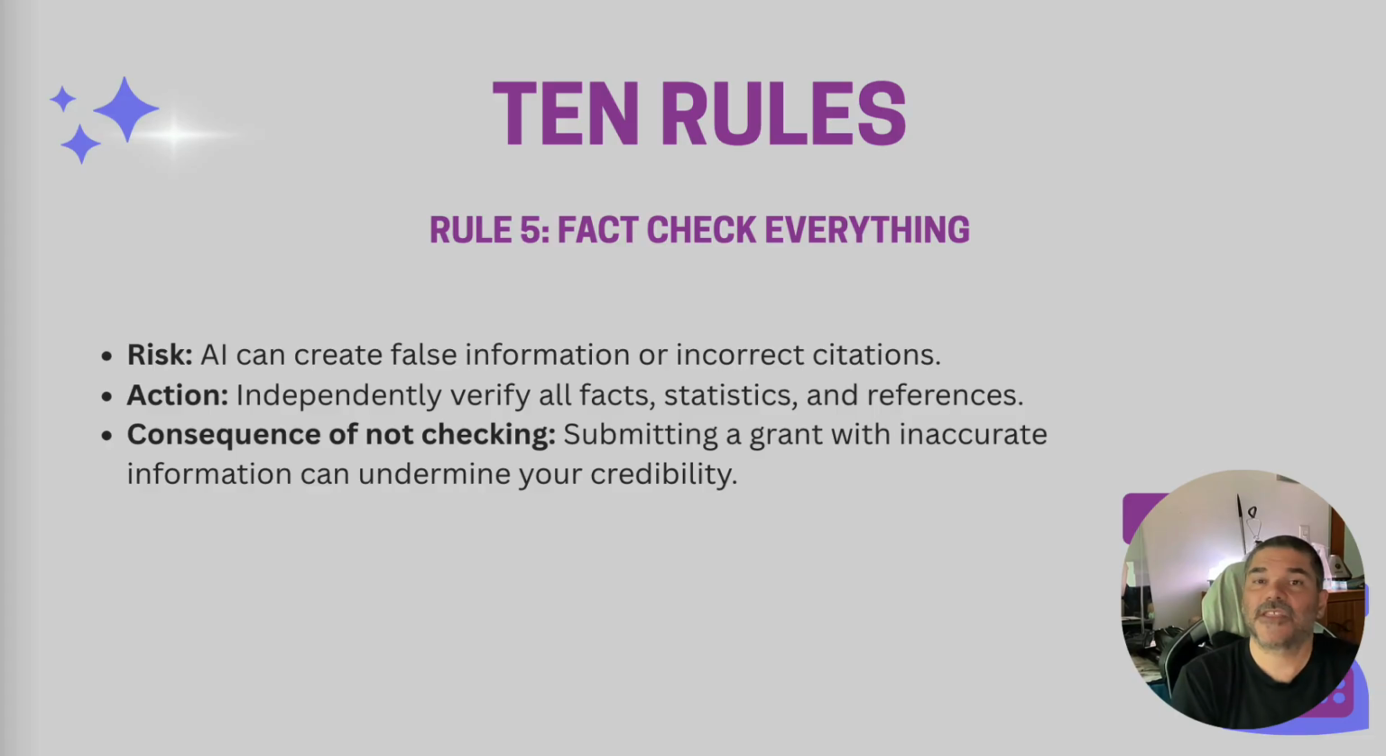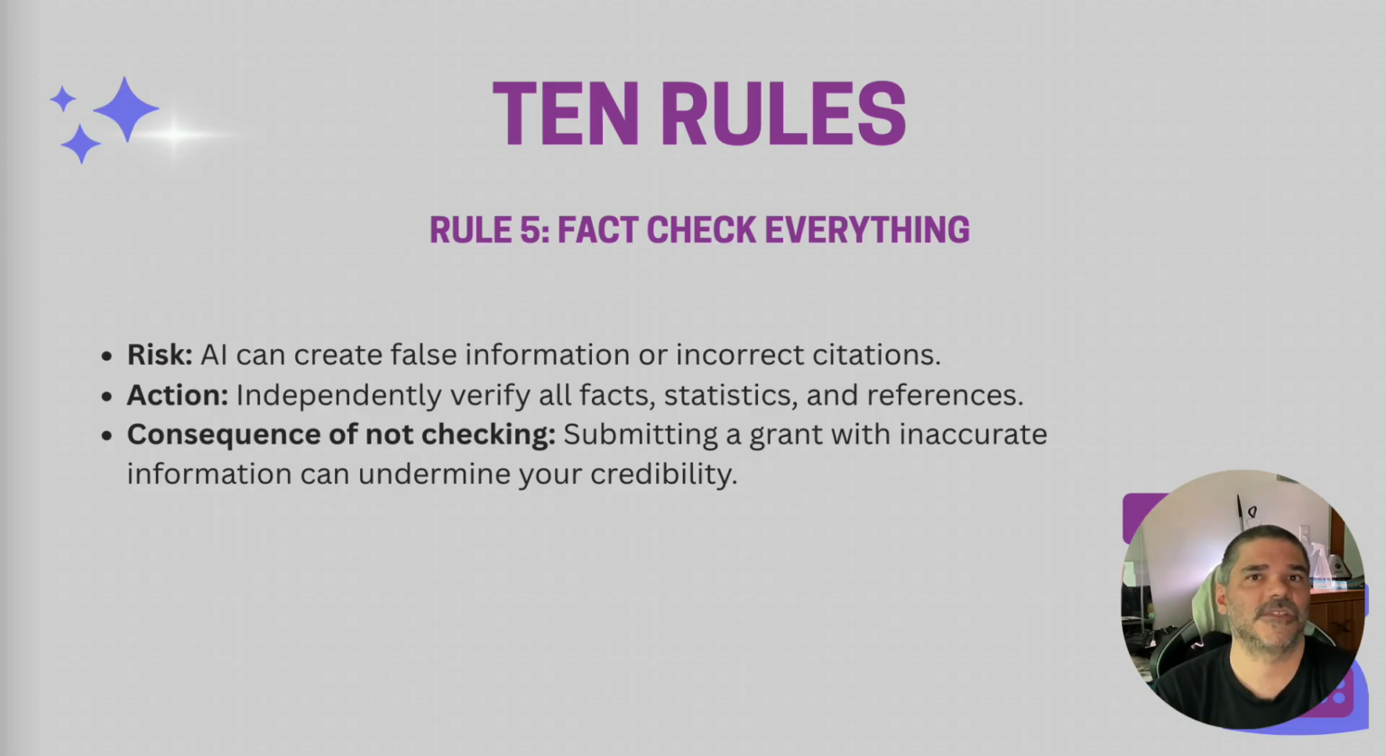The fifth rule that we come to is fact-checking everything. So I mentioned that AI hallucinates and it can generate misleading facts. You don't want to upload a proposal that has a bunch of errors in it. Make sure that you can check on all the facts, statistics, and references that the AI is generating for you.